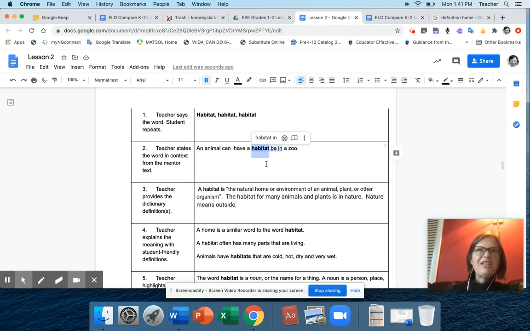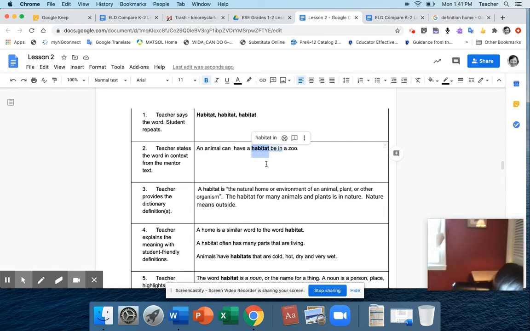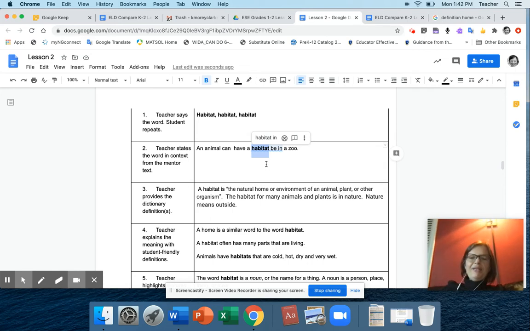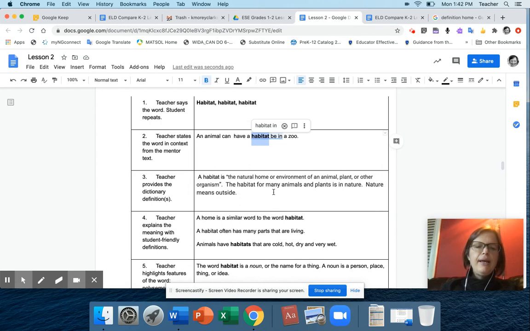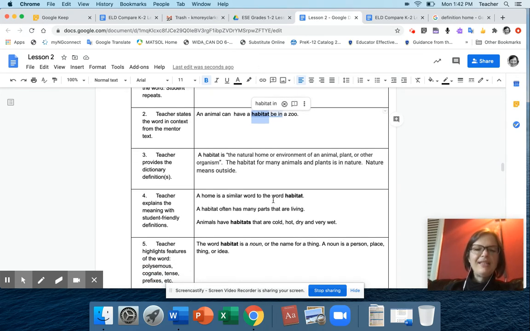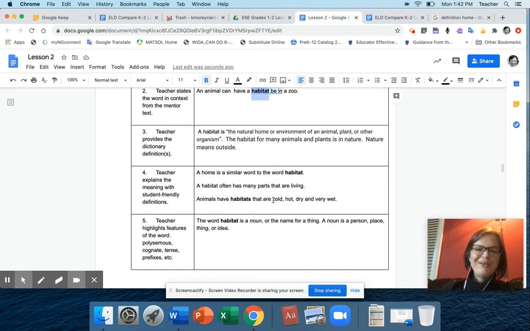The habitat for many animals and plants is in nature. Nature means outside. Like you can see right now, if you look outside my house, there's lots of nature outside, lots of trees. So it's a habitat for many animals. A home is a similar word to the word habitat, but a habitat often has many parts that are living, and often habitats are outside versus many homes, which are inside. My home is inside. Animals have habitats that are sometimes cold, hot, dry, or very wet. The word habitat is a noun, which is a name of a thing. A noun is a person, place, thing, or idea.